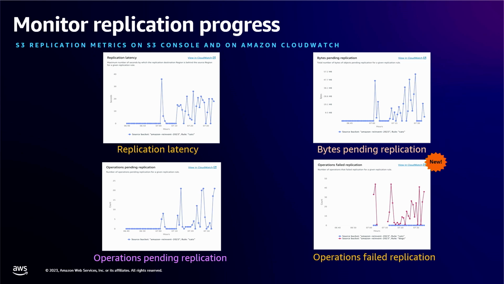A quick note here is that the first 3 metrics, replication latency, bytes pending, and operations pending, can be used to track new object replication only, while the operations failed replication metric can track both new and existing object replication. You can turn these metrics on for any particular replication rule, and these metrics are available by default if you have S3 replication time control or S3 RTC feature enabled.